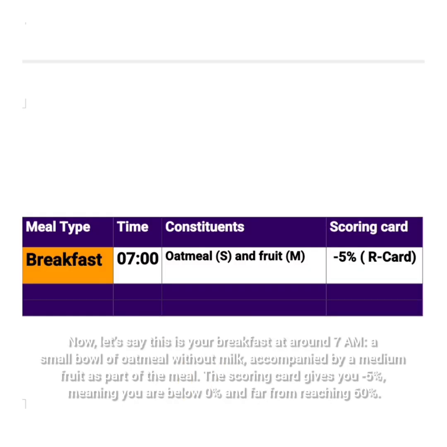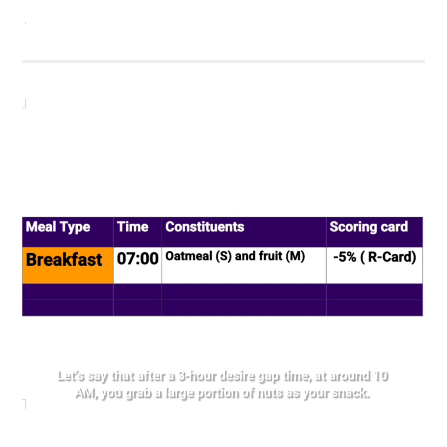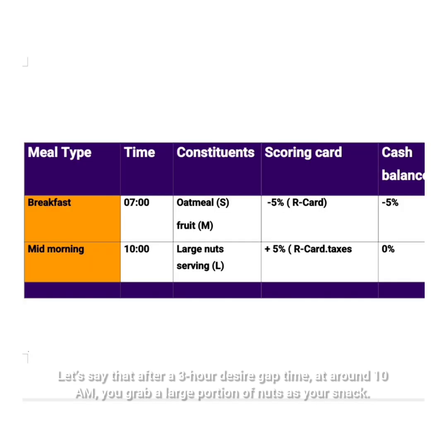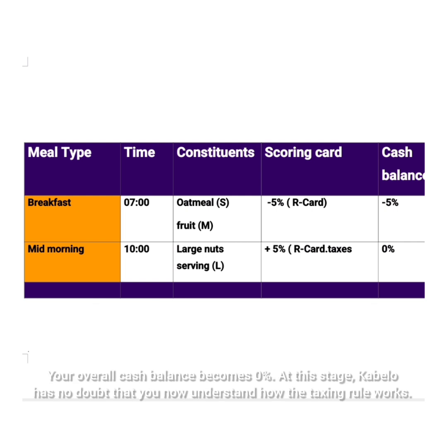Now, let's say this is your breakfast at around 7 a.m., a small bowl of oatmeal without milk, accompanied by a medium fruit as part of the meal. The scoring card gives you -5%, meaning you are below 0% and far from reaching 60%. Let's say that after a 3-hour desire gap time, at around 10 a.m., you grab a large portion of nuts as your snack. Your overall cash balance becomes 0%.